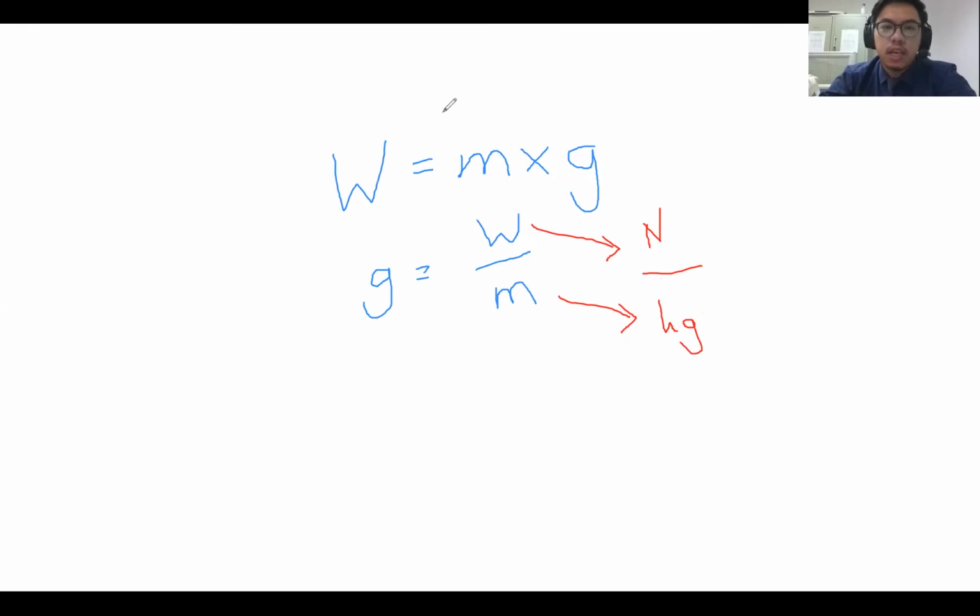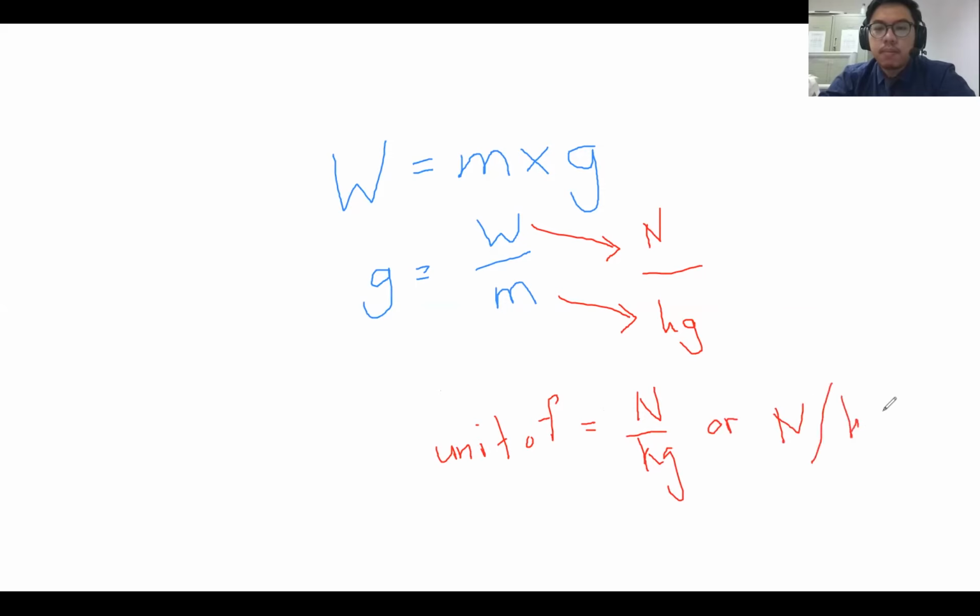So at the end, the unit for g is therefore newton over kilogram, or what we call newton per kilogram.